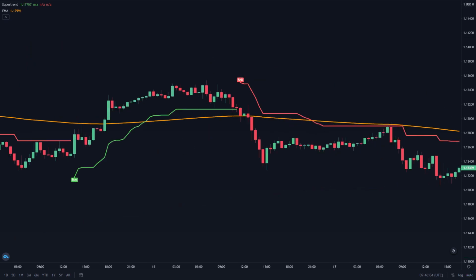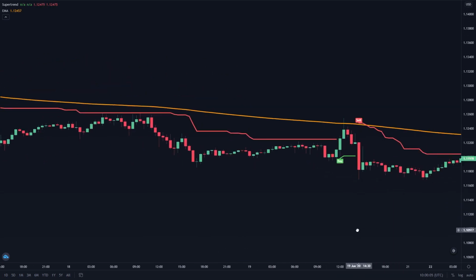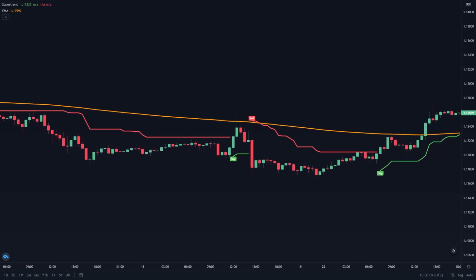Let's move on to another chart. You can see that the Supertrend indicates a sell signal, but the price is still above the 200 EMA, so we don't want to take positions yet. Now, once the price is below the 200 EMA line, while the Supertrend is colored red, that is where you want to take a sell position. Next, you can see that the Supertrend turns green, so this is where you want to close your position.